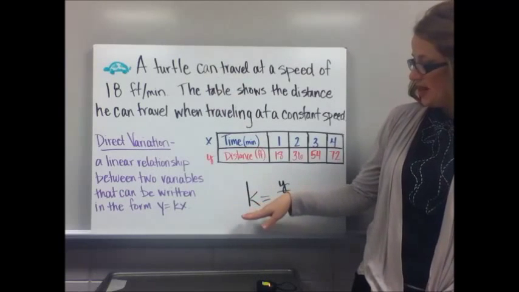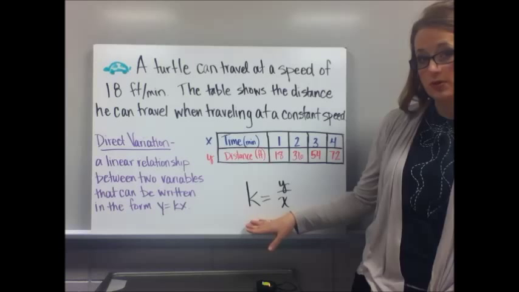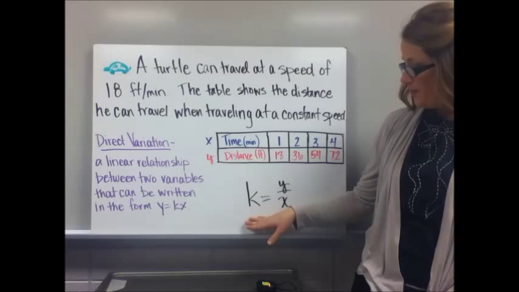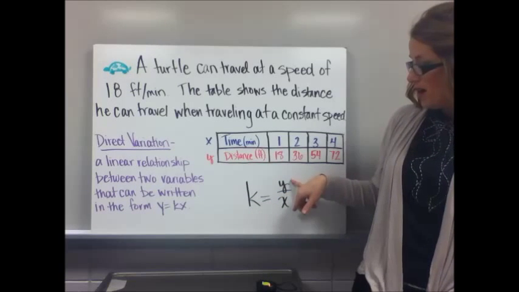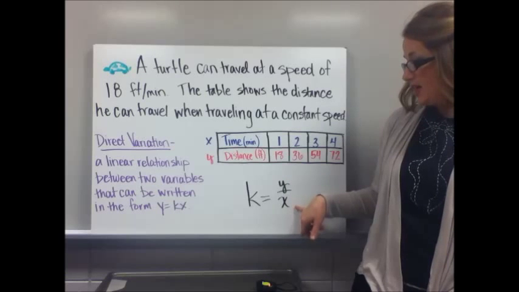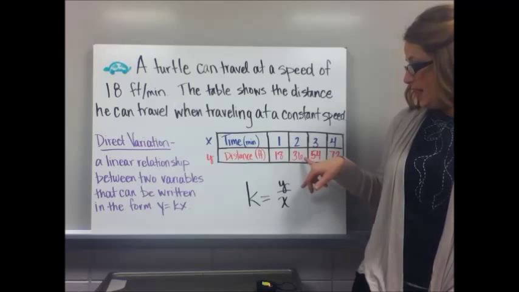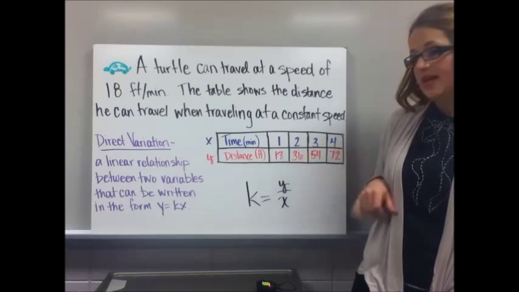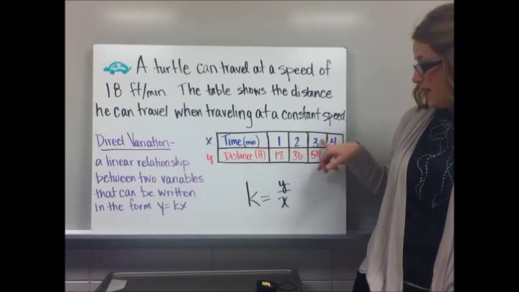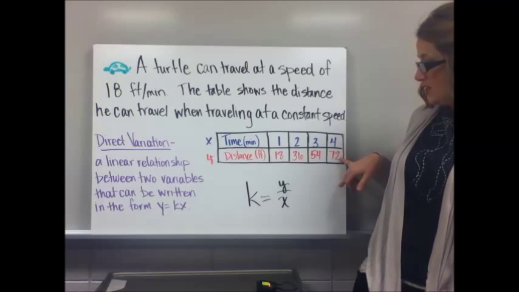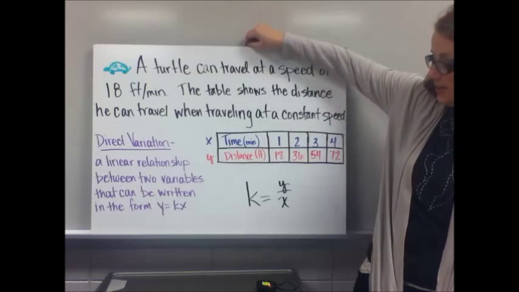Over here you can find k, which we'll describe in just a minute. It can be found by taking the y value and dividing by the x value. So 18 divided by 1 is 18. 36 divided by 2 is 18. 54 divided by 3 is 18. 72 divided by 4 is 18.